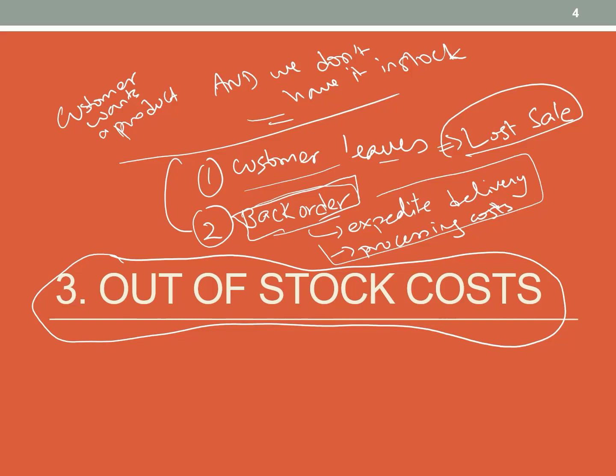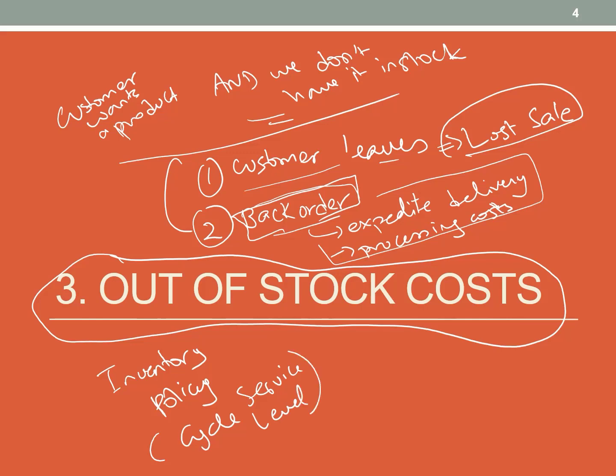Well, why are out of stocks part of inventory costs? Because the stock out, not having something in stock, is a function of our inventory policy. For example, a part of inventory policy is the cycle service level that we talked about in safety stock. Inventory policy affects your out of stock situation. How often is it going to happen? That is why these out of stock costs are part of inventory costs.